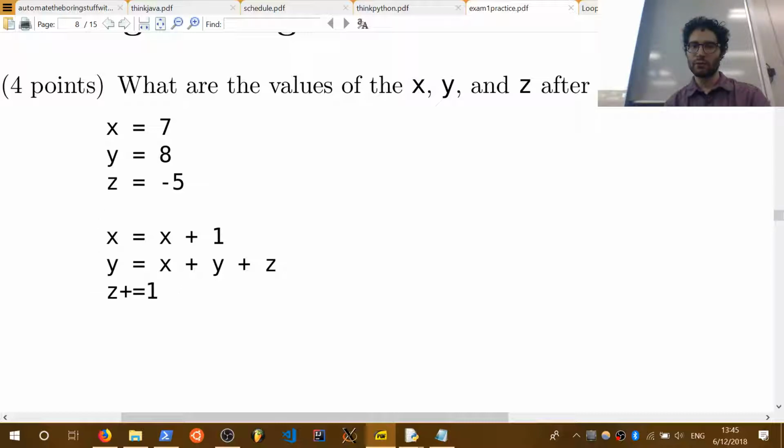So 8, 11, and -5 plus equals 1. So we increment it so it becomes -4. That's kind of a trick question over there, -4.